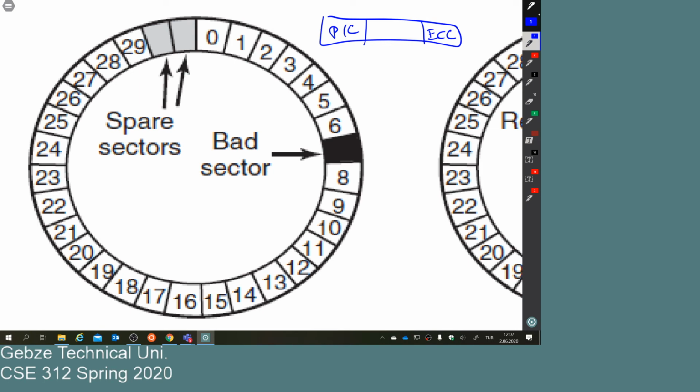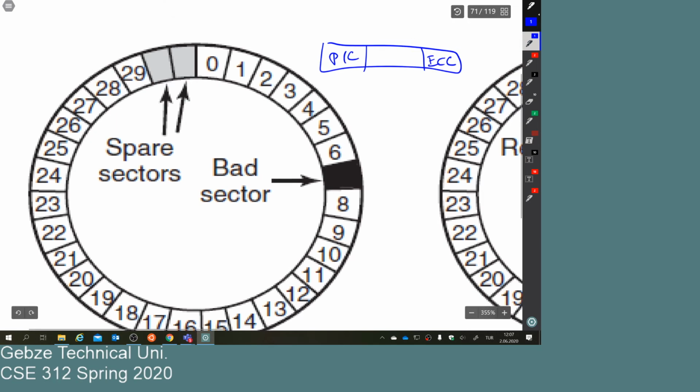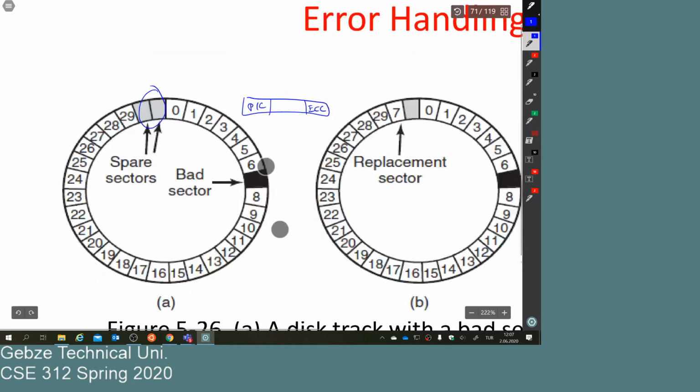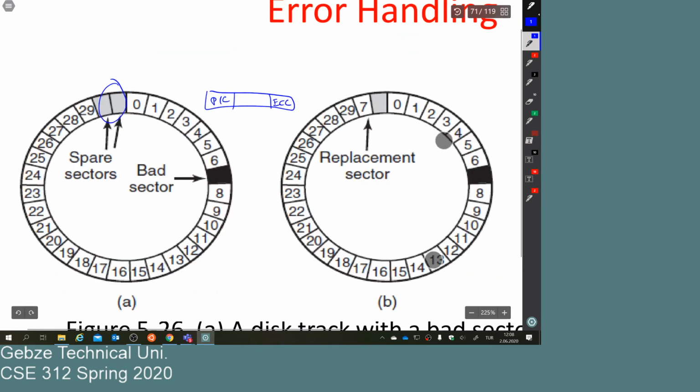So this is what we do. We keep spare sectors at the end of each track. At the beginning, these are not used. These are all empty. So I have a total of 30 sectors on a single track, but I have place for 32. So if a sector goes bad on a single track, I can maybe do this: place the sector number 7 here.